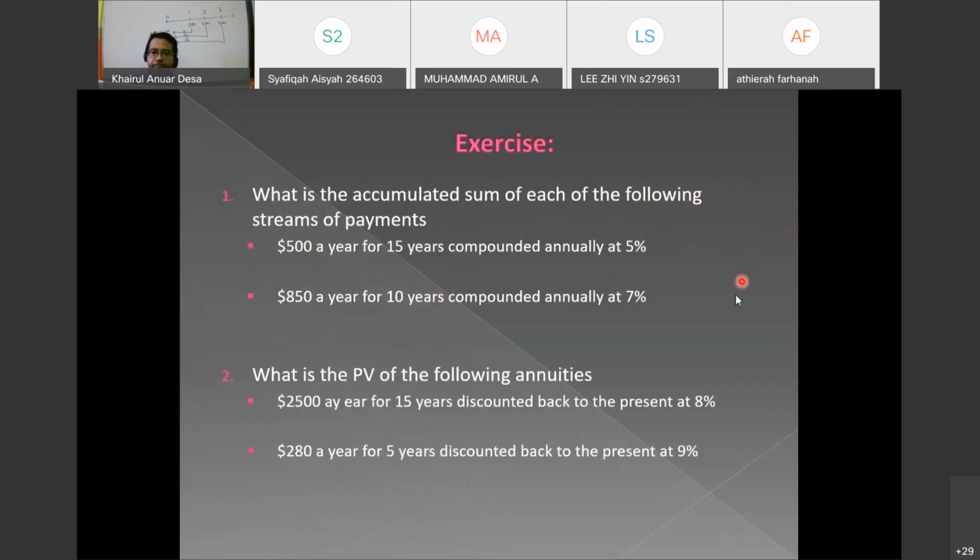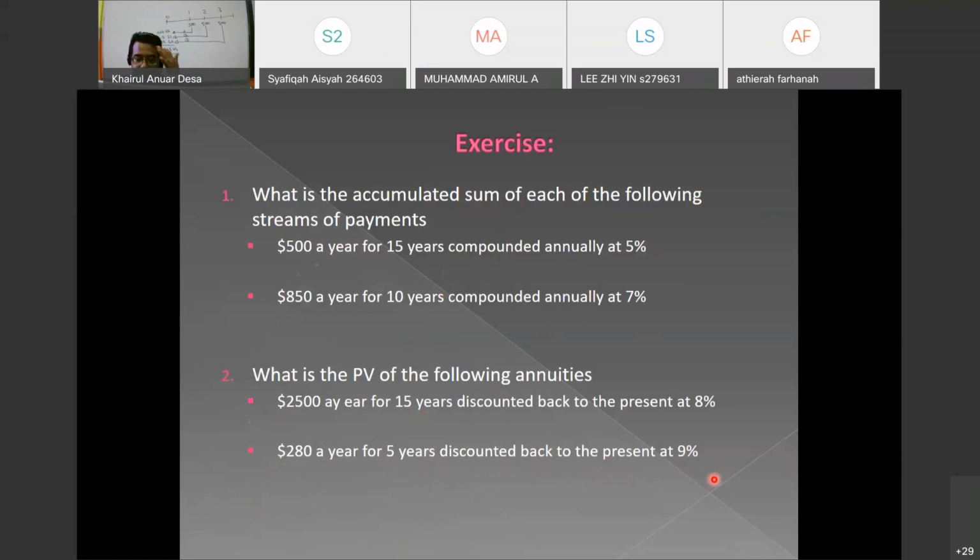Okay, cuba buat benda ni. What is the accumulated sum of each of the following stream of payment? 500 a year for 15 years, compounded annually at 5%, and 800 a year for 10 years, compounded annually 7%. What is the PV of the following annuity? 2,500 a year for 15 years, discounted back to the present 8%, and 280 a year for 5 years, discounted back to the present 9%.